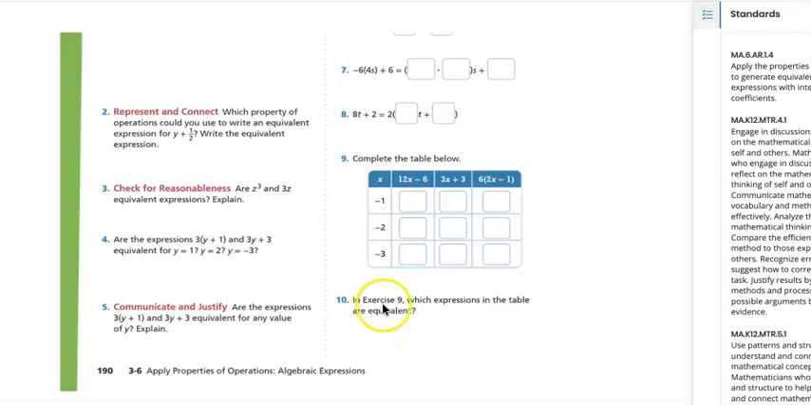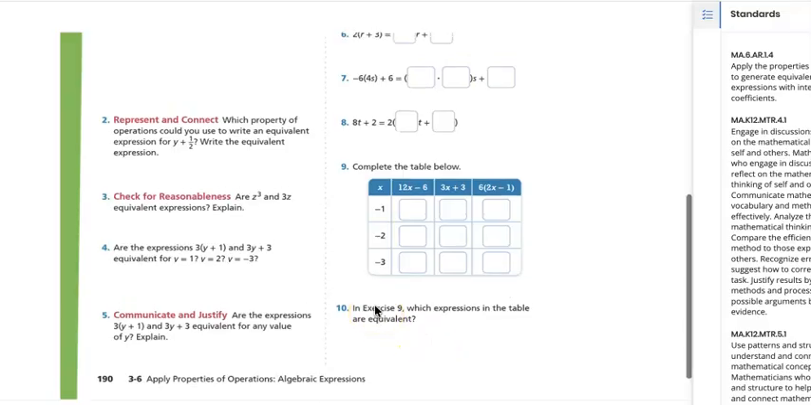And then last problem, from exercise 9, it says which expressions in the table are equivalent. So this is exercise 9. Which one of these is equivalent? Have the same answer. All right? Hop to it, and I will be collecting your papers.